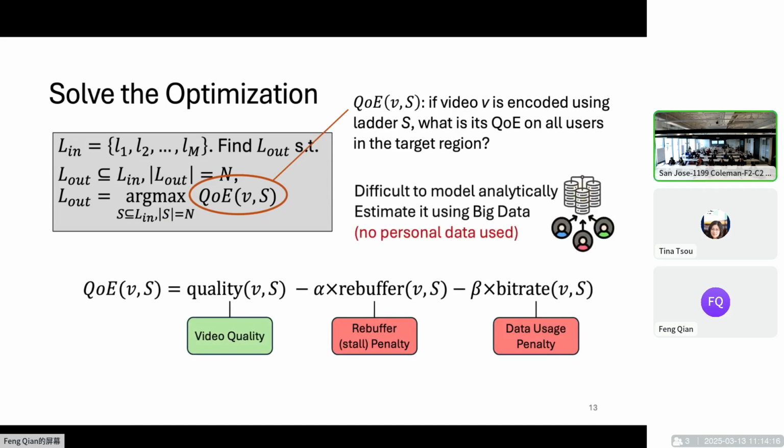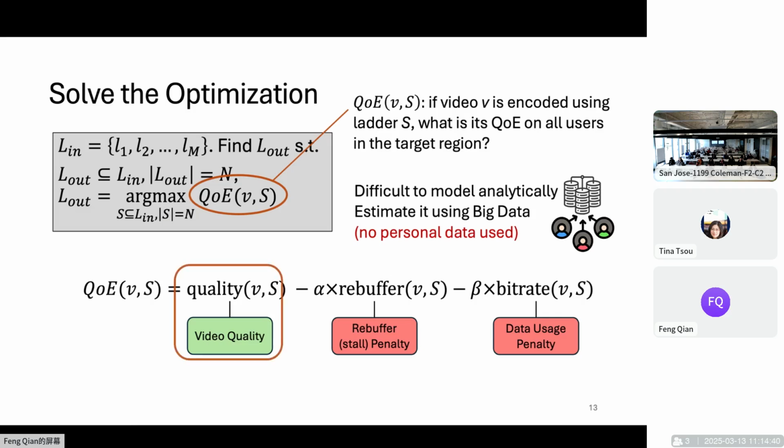We find that it is really difficult to, for example, build a mathematical model to calculate the QE, right? Instead, we leverage the big data because we have billions of users' data, playback statistics. We just estimate this QE using big data. But I want to emphasize that we don't use any personal data. We only use anonymized aggregated data from the users.